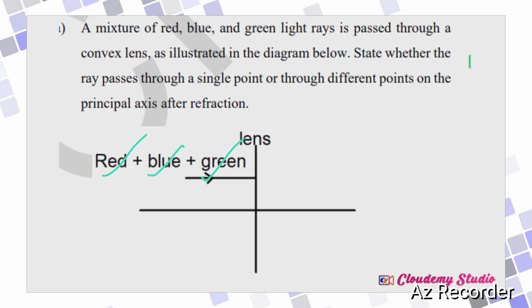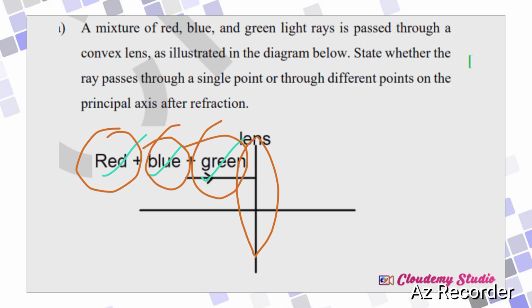We already know that it is no, because the speed of light is different for different colors in the lens or in the case of a prism. So it deviates or rather disperses the light to different extents. All of these colors will be at different points and they do not lie at the same point on the principal axis after refraction, because the lens refracts the three colors red, blue and green, which are of different speed and different wavelength, to different extents. So after refraction from the lens, all the three colors will be on different points on the principal axis. Okay, so that's the answer.